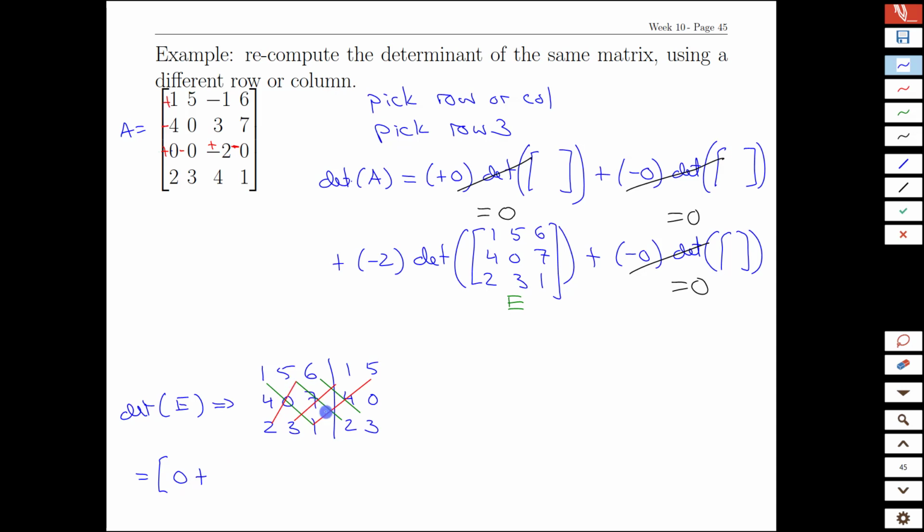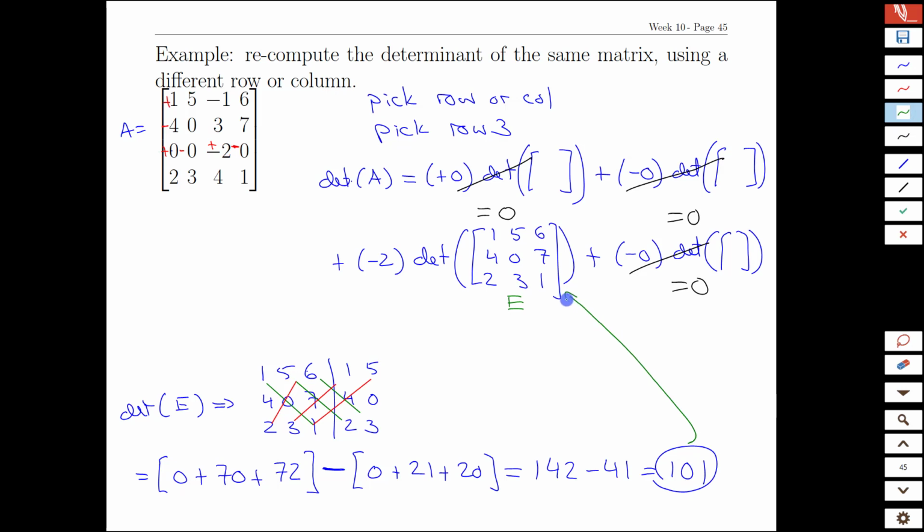plus 5 times 3, 5 times 2 is 70, plus 24 times 3, 12 times 6. 12 times 6 is easier, 72, minus, in big square brackets, 0, 21, and 20. And that is equal to 142 minus 41. Oh, that's 101. Let's take that and put it up into here.